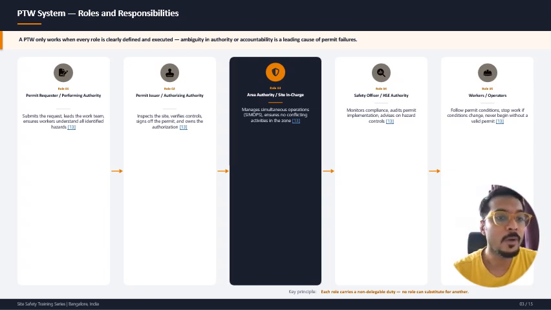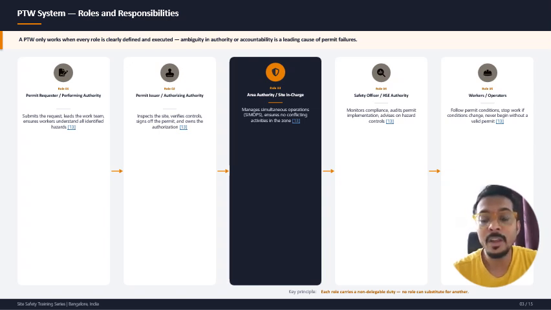Basically, those people manage the site operations and ensure there are no conflicting activities in this zone. Apart from this, step 1 is the permit requester, who is the responsible or performing authority. Step 2 is the permit issuer or authorizing authority. Step 3, already said here, is the area authority or site in charge. Step 4 is the safety officer or HSE.